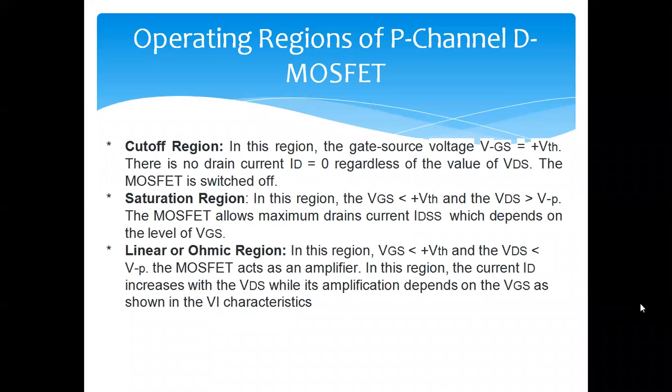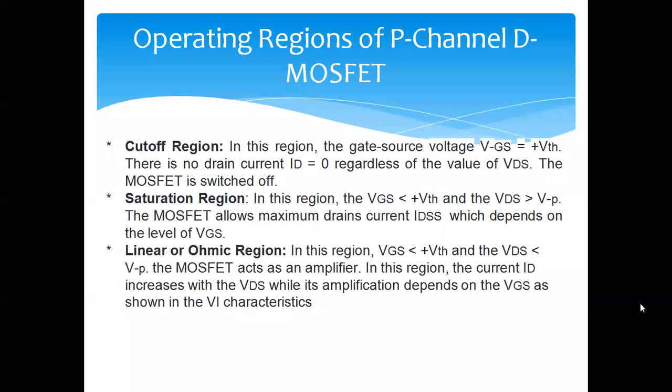Now, what about the linear or ohmic region? In this region, VGS is less than VTH and VDS is also less than V minus VP. The MOSFET acts as an amplifier in this region. The current ID increases with respect to VGS and VDS, while amplification depends upon the VGS, as shown in the VI characteristics. That means you have applied some threshold voltage, VDS is still below V minus VP, and the MOSFET will enter the linear or ohmic region and act as an amplifier.